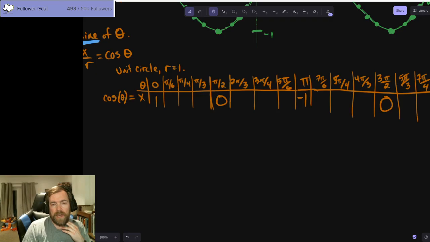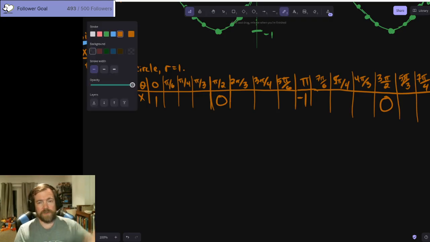Well, at pi over 4, again, we're looking at horizontal values. Pi over 4 is always the same for x's and y's. It's just straight 45-degree angles. So it's either going to be root 2 over 2 or negative root 2 over 2. If you're between a 1 and a 0, take a guess which one you want, right? If you're between a 0 and a negative 1, which one do you want?